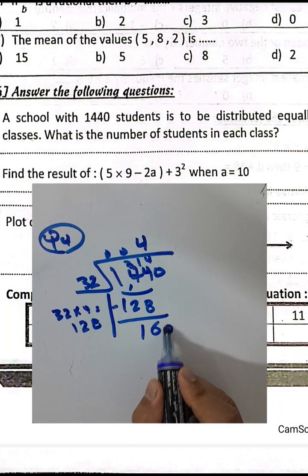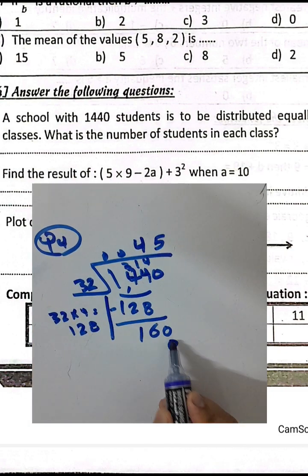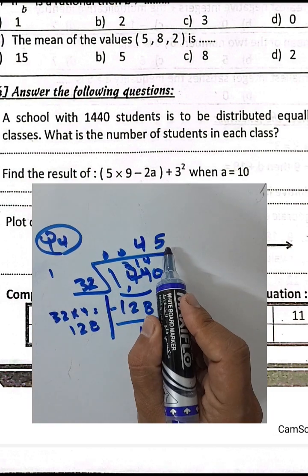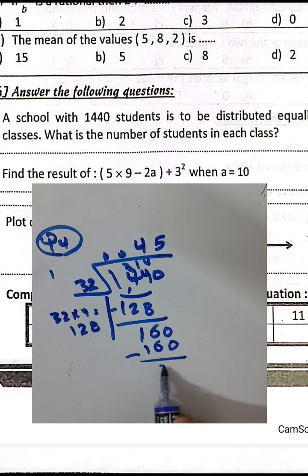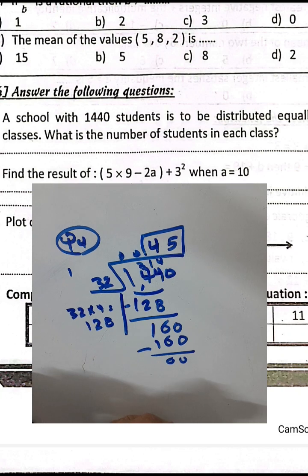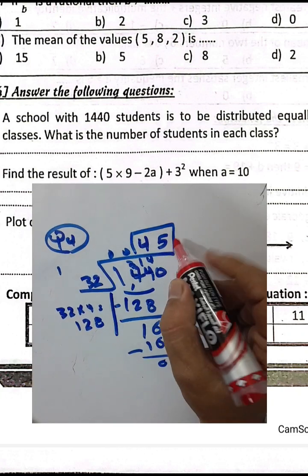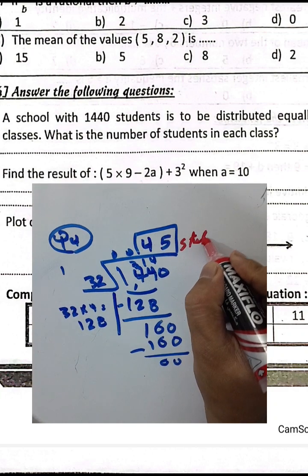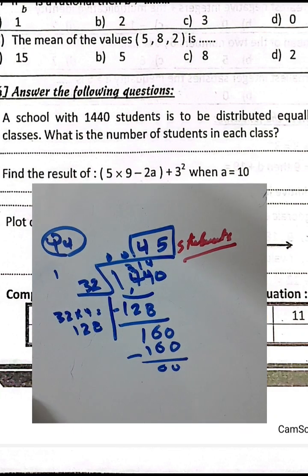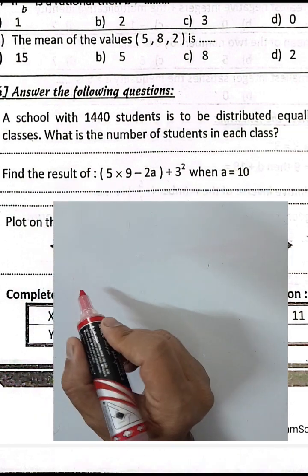And then drop 0. 160 divided by 32, it will be 5. 2 times 5 equals 10. 0 and carry 1. 3 times 5 equals 15 plus 1 equals 16. Then the result here will be 45. We have 45 students in each class. The result will be 45 students. You can write 45 students.